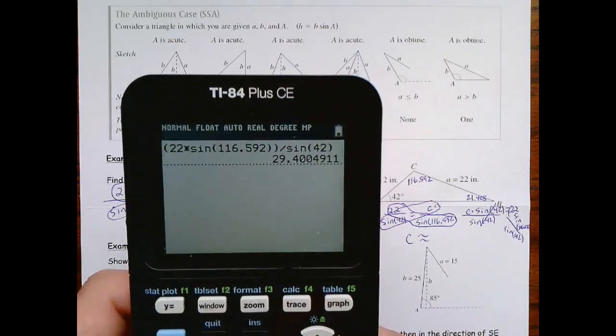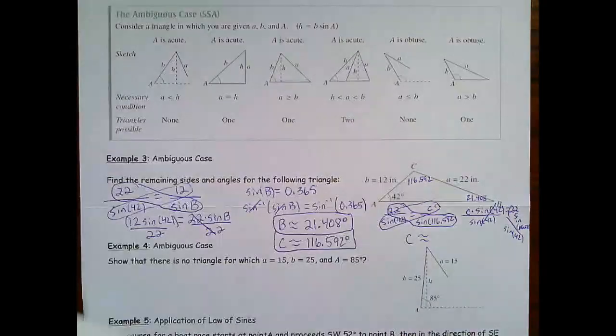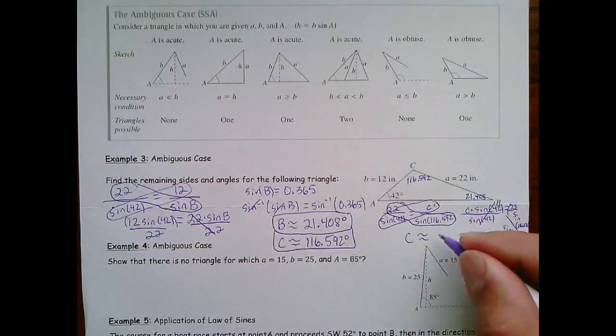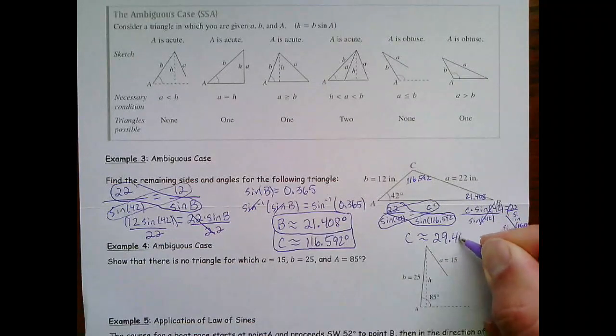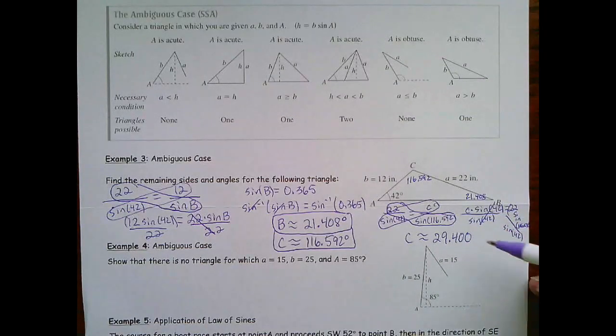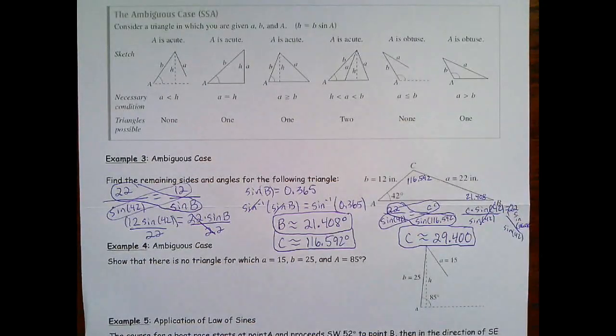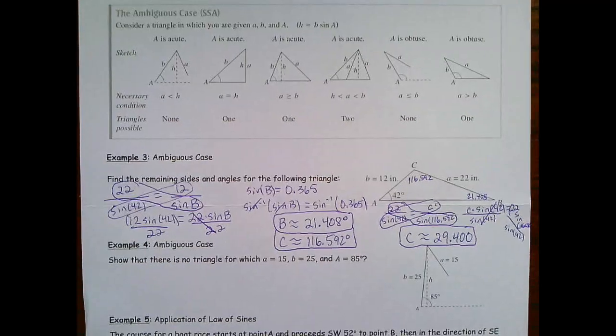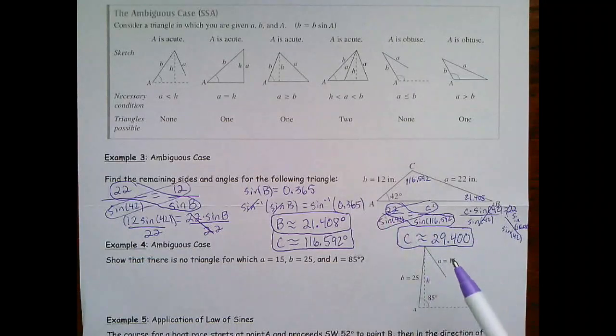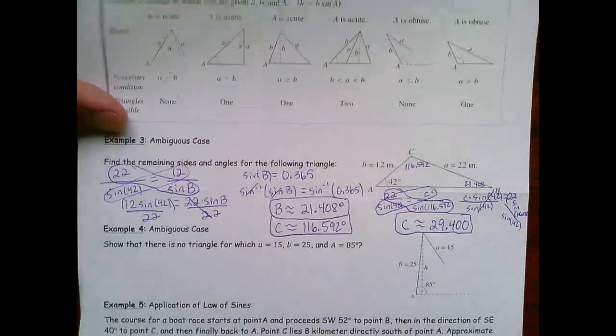Punch in the calculator, 29.400. And now it's a little lowercase c, so it's not degrees. So that means that this is the side length. So did I find the remaining sides and angles? I sure did. I found all the angles. I have all the sides. Six things total. That's what it means to solve the triangle. So in this case, the ambiguous case was just for one triangle, and it looks like it worked out. Okay, so if you're good with that, then let's keep rolling.